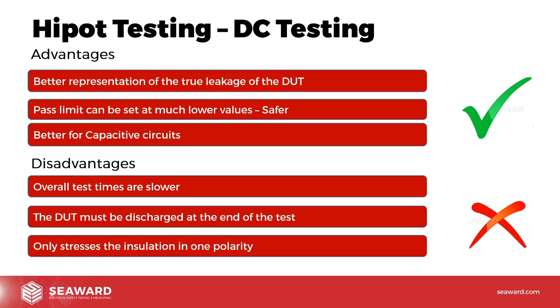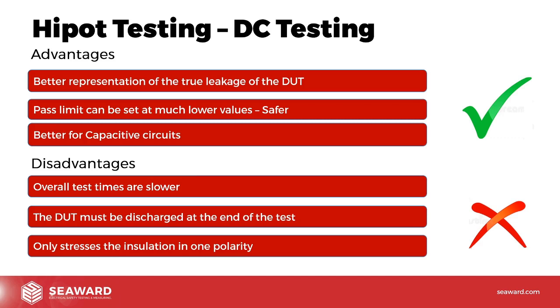The disadvantages with DC testing: they are slower to perform because you do need to consider the ramp times. It must be discharged at the end of the test, which again could take time in the production line. And as we said, we're only stressing the insulation in one polarity, and you may need to perform it in both, which again will add time. So overall, AC testing is much quicker, potentially with higher limits, which pose a safety aspect, in which case you may need to consider how you create a safe working environment.